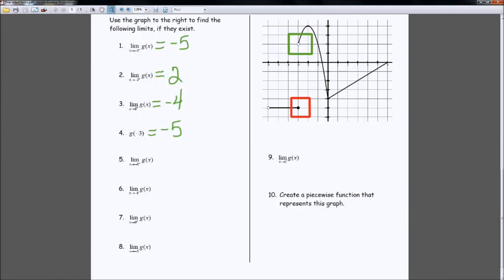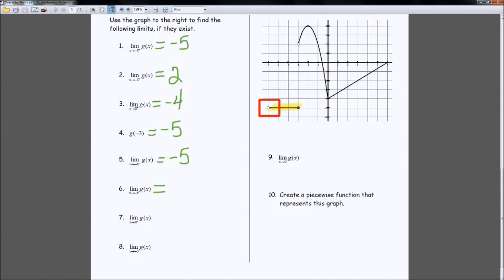Number 5 asks us to find the limit of g of x as x approaches -6 from the right. Let's clean up our graph a little bit. I'm approaching the x-coordinate of -6 from the right, and it looks like I'm still on that constant function where y is equal to -5. So for number 5, the answer is -5.